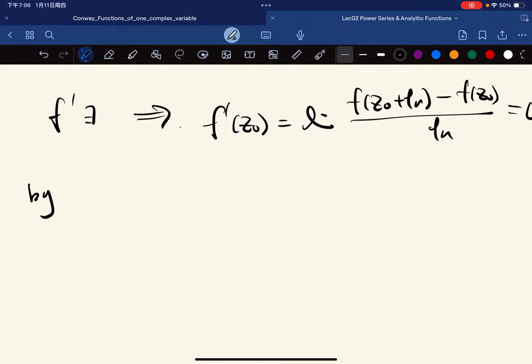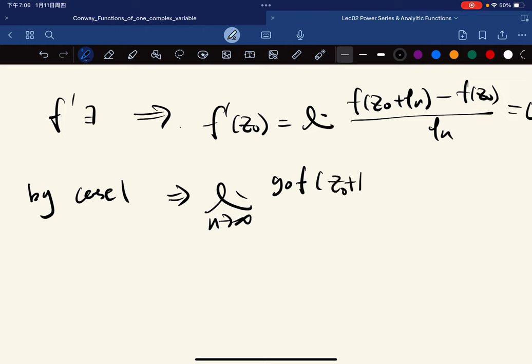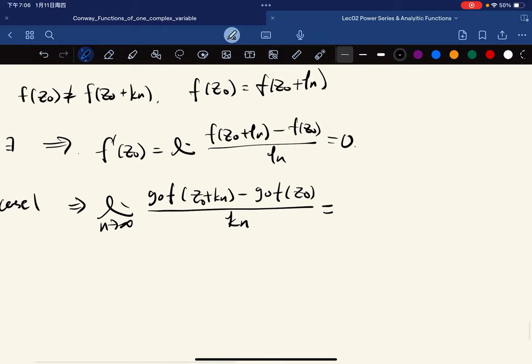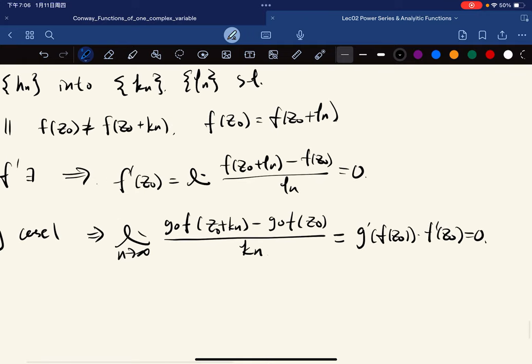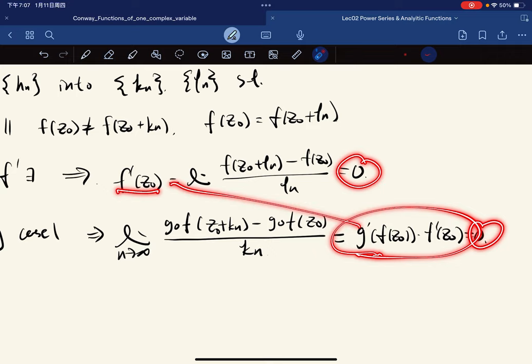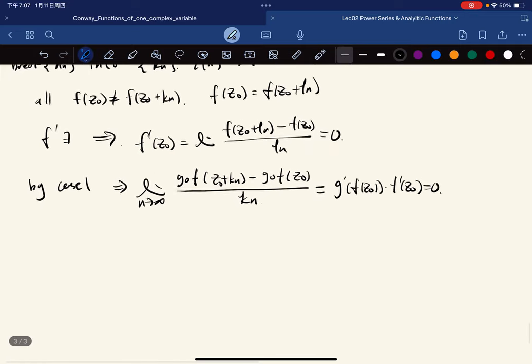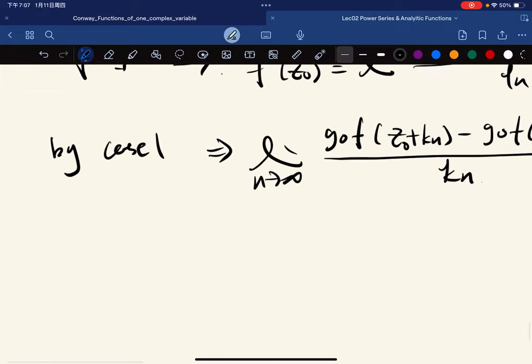And we know that by case one, when they disagree with each other, then g of f gives this equals 0. So they equal to each other. So just put the h back.